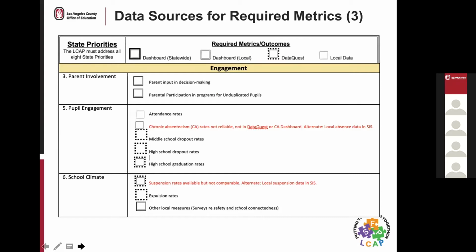Here we see state priorities 3, 5, and 6. The metrics in red are not available this year via DataQuest. So LEAs will need to use local absence data and local suspension data for these metrics. For priority 3, parent involvement, a new self-reflection tool was developed a couple of years ago to support LEAs with reporting on this local indicator. And priority 6, school climate, includes both state and local indicators. Local measures include local climate surveys that LEAs administer to measure perceptions of school safety and connectedness. Next slide.